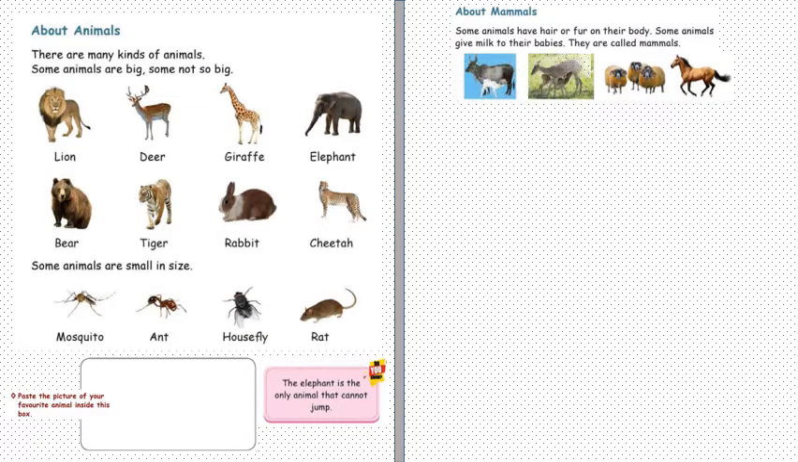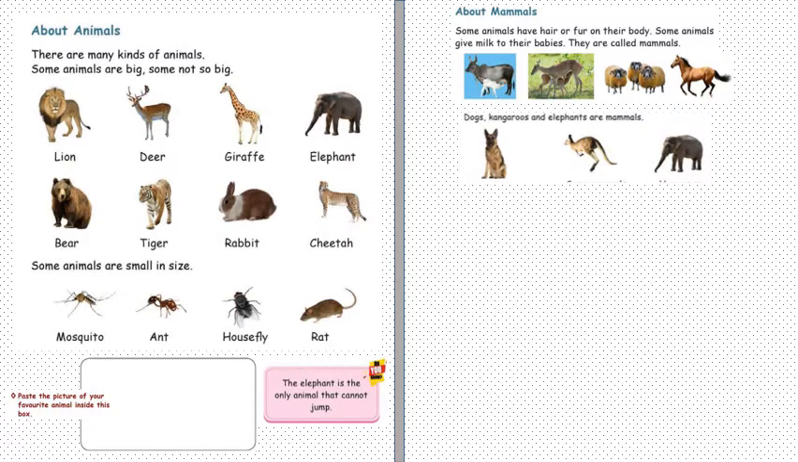Now when we are talking about animals, we need to talk about mammals also. What do you mean by mammals? Mammals means some animals which have hair or fur on their body and they give milk to their babies. That's why they are called mammals. Here are some examples: dogs, kangaroos and elephants.